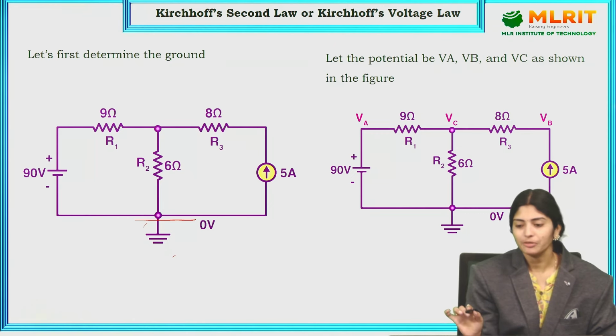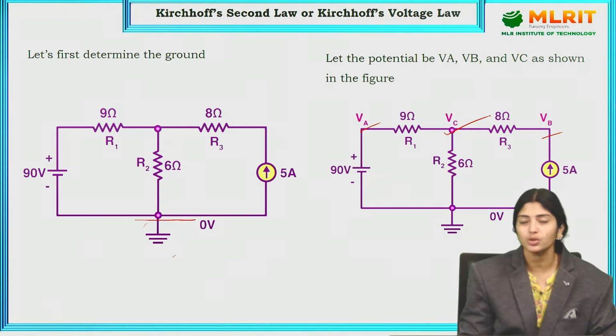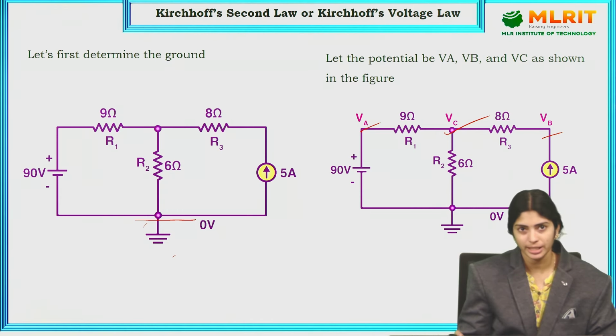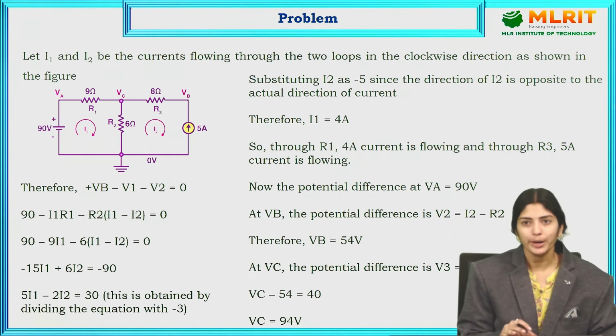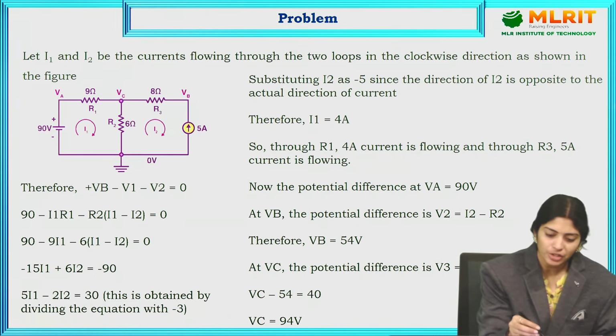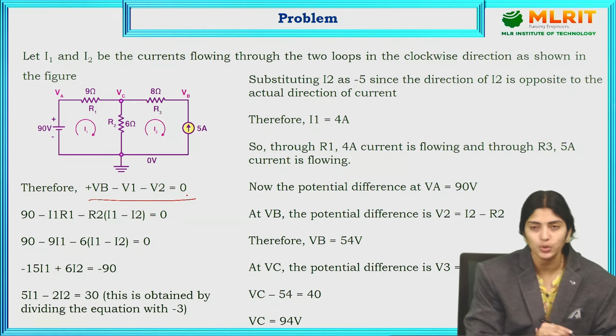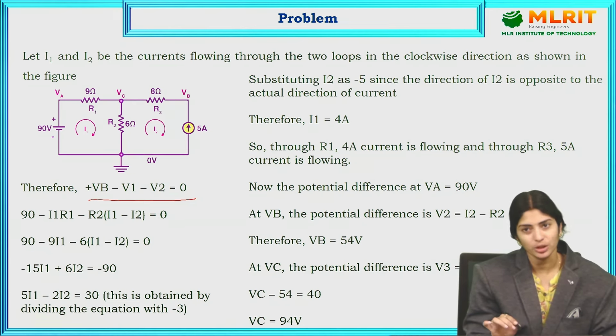The next step is to determine the potentials, that means the nodes. So VA, VB. Here I have considered VA, VB and VC. Let the potentials be VA, VB and VC. For the ground, the value will be 0 volts. This is the main part, how we are going to sort out the equations by using mesh analysis. We can write the equation from the above circuit using KVL as plus VB minus V1 minus V2 is equal to 0.